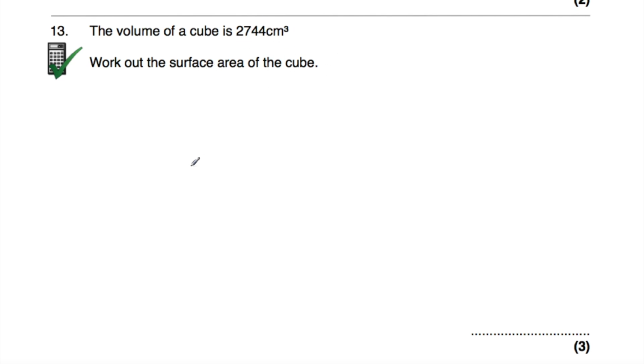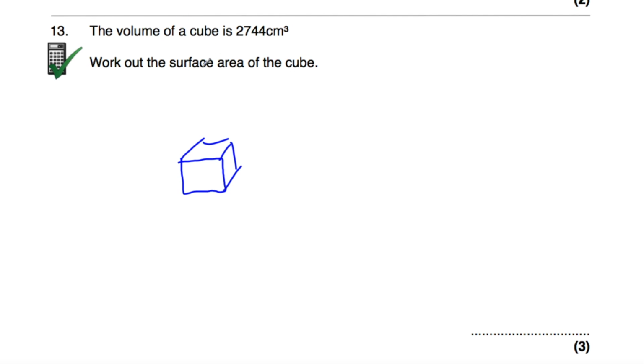So we've got the volume of the cube. Now I'm just going to do a sketch of a cube, and apologies, this sketch is just going to be a freehand one, so it's not necessarily the best cube in the world. So we've got this cube, and it's, there we go. So that's a cube, and its volume is 2,744 centimeters cubed.